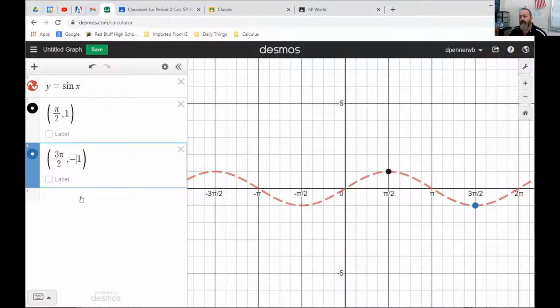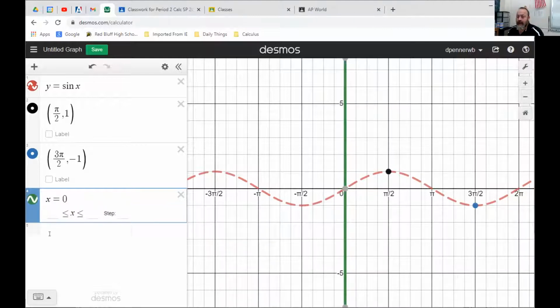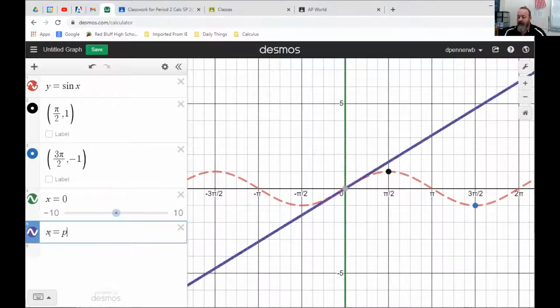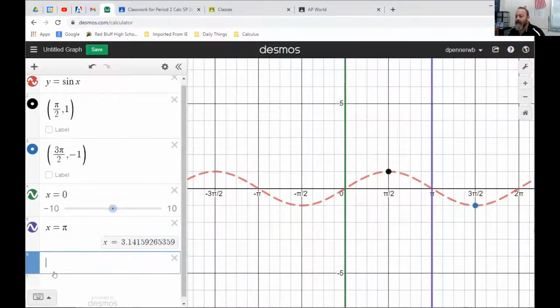But also what you'll notice is everywhere where the sine hits 0, which happens at 0, which also happens at pi, which also happens at 2 pi. I'm not going to list them all because there's too many of them.